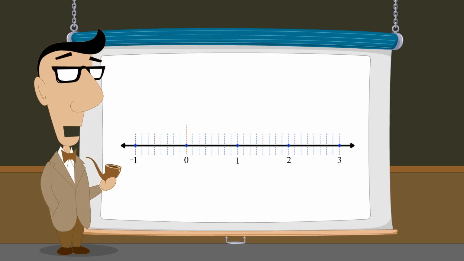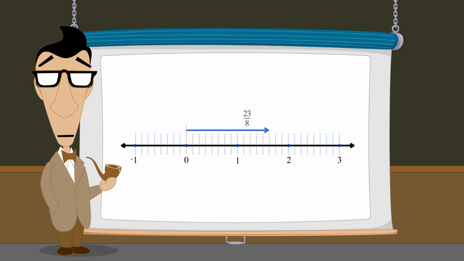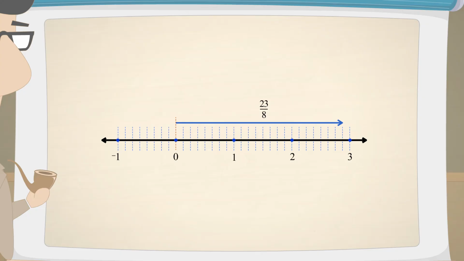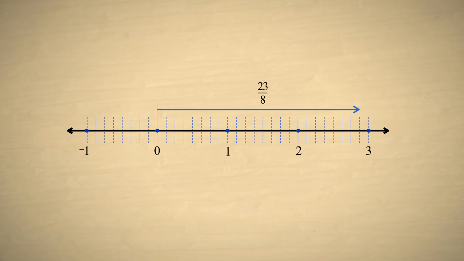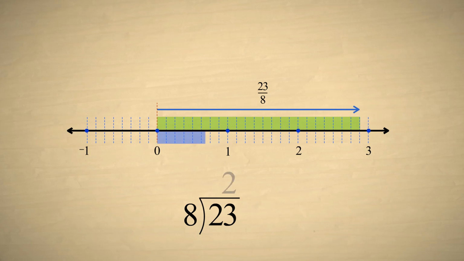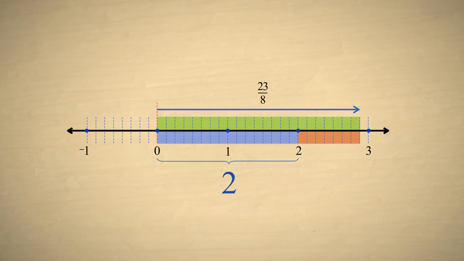Let's do one more example using the number line. We will convert the improper fraction 23/8 into an equivalent mixed number. The denominator indicates that there are 8 divisions per unit length, and the numerator indicates that this fraction contains 23 of these divisions. We divide the numerator by the denominator to determine the number of unit lengths that fit into this fraction, and we find that 8 goes into 23 2 times, with a remainder of 7. So the equivalent mixed number is 2 7/8.